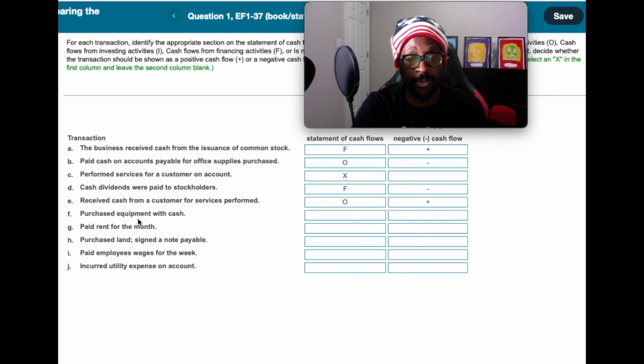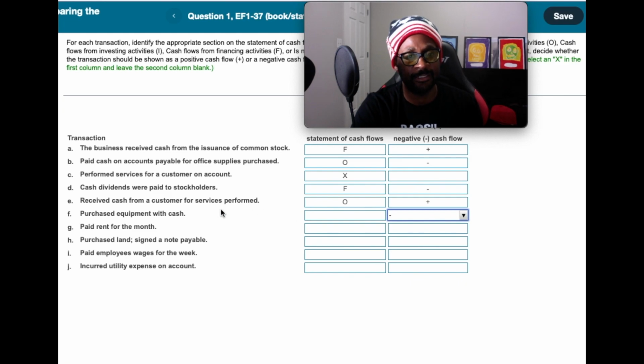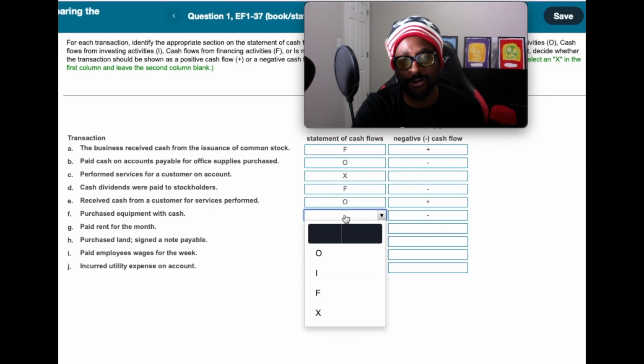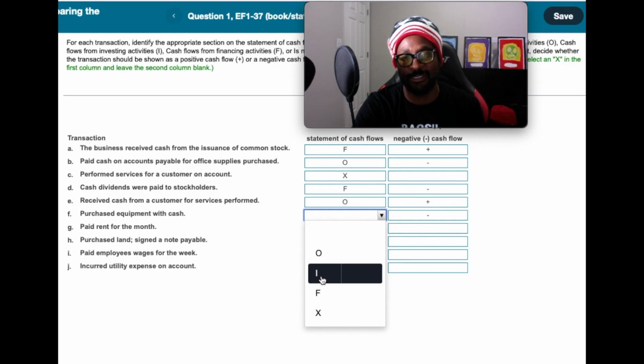Next, purchase equipment with cash. Keywords, equipment, cash. So obviously this is cash related, and we bought some equipment, so that's going to decrease our cash. So we're going to put it as an outflow, a negative symbol. And why was the cash decreased? Because of equipment. And what is equipment? A long-term asset. Therefore, we are going to record this as an investing activity.